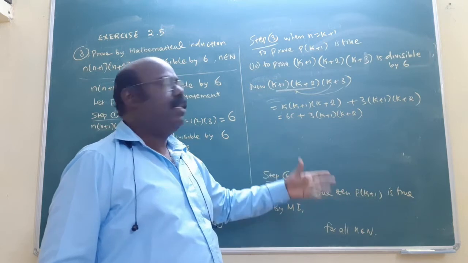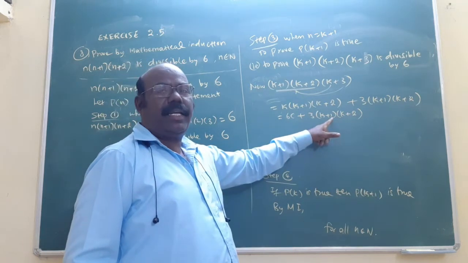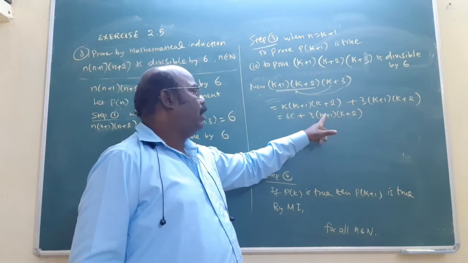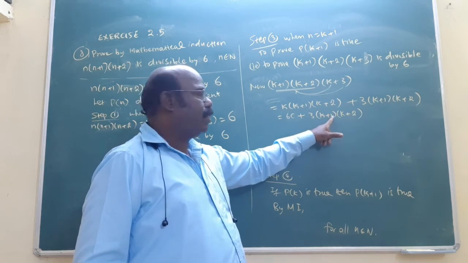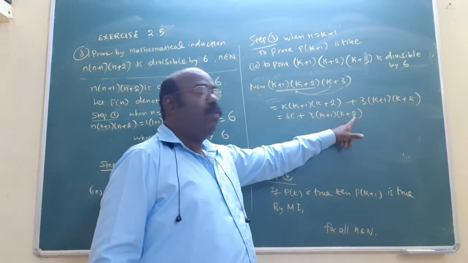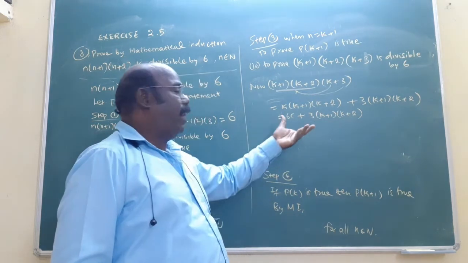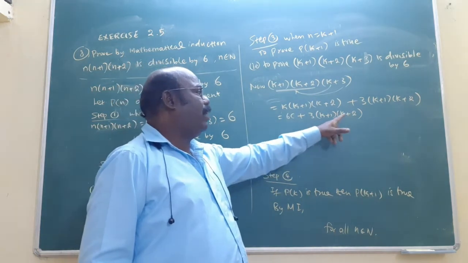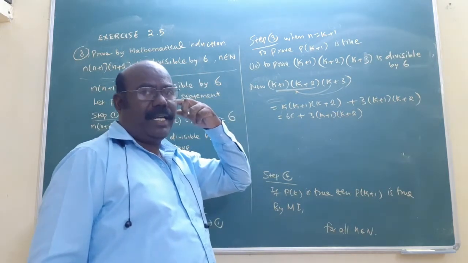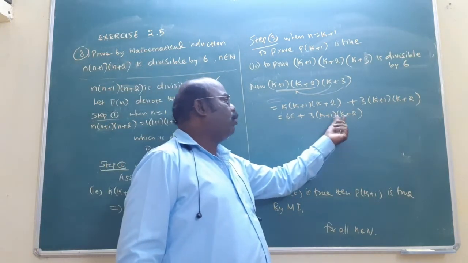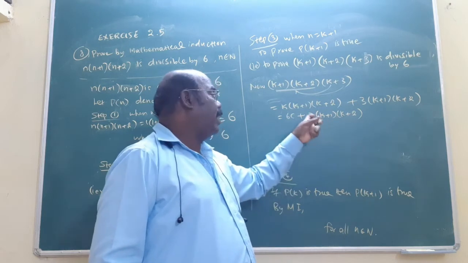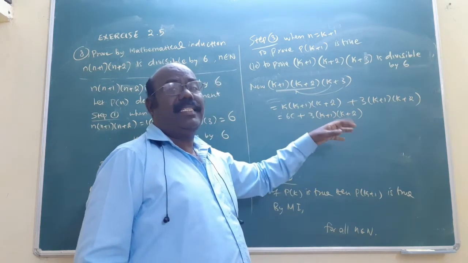It is divisible by 6. Suppose you put an even number. K is 2, suppose. 2 plus 1 is 3. Put here 2 plus 2, 4. 4 into 3 is 12. In 12, 6 is coming. In either way, whether it is an even number or an odd number, that is not a matter. Definitely, if these two terms come together, a multiple of 2 will come. Already 3 is there. Totally 6 will come.